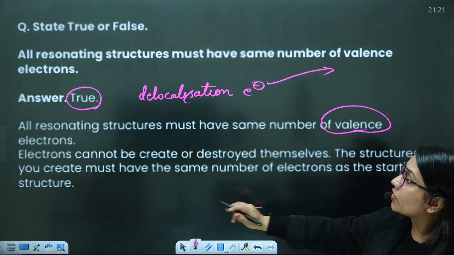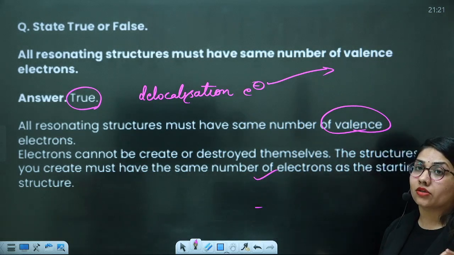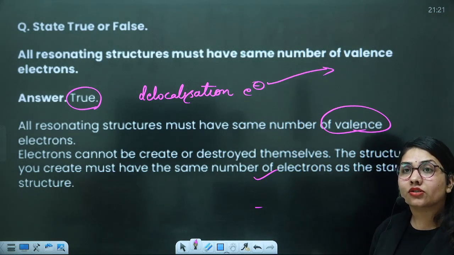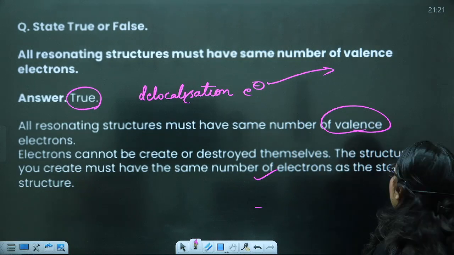The structures you create must have the same number of electrons as the starting structure, the ending structure, the middle structure, or the first structure. All the structures should have the same number of electrons.